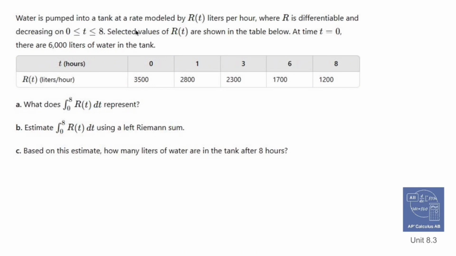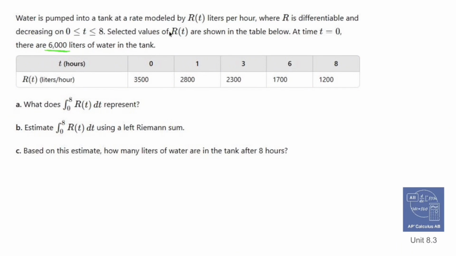Water is pumped into a tank at a rate modeled by R of T liters per hour, where R is differentiable and decreasing from 0 to 8. Selected values of R of T are shown in this table right here. At time T equals 0, there's already 6,000 liters of water in the tank, so that's nice. What does the integral of R of T represent in this situation right here?